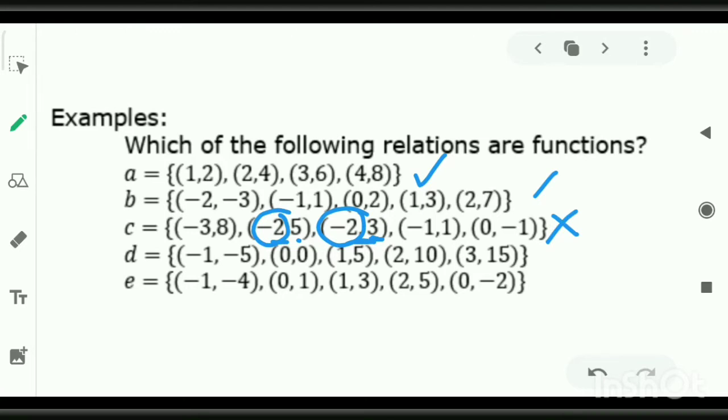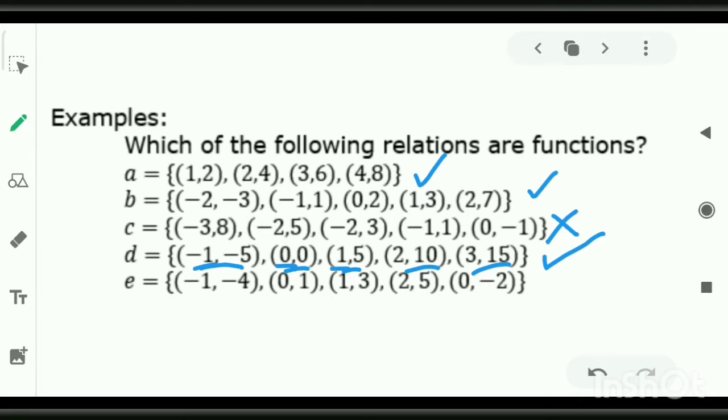Next, let's proceed to set D. Now for set D, we have (-1, -5), (0, 0), (1, 5), (2, 10), (3, 15). Again, if we inspect all the x elements, there is no duplication. Therefore, set D is also a function.